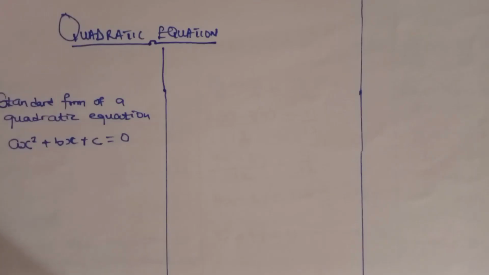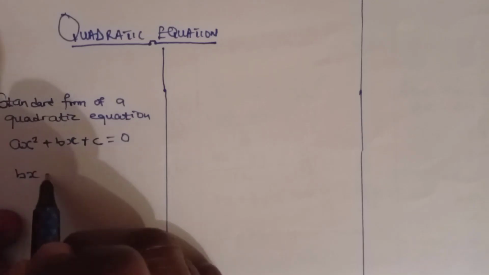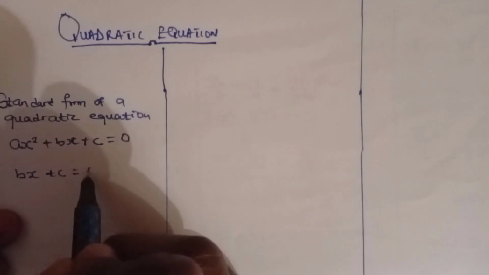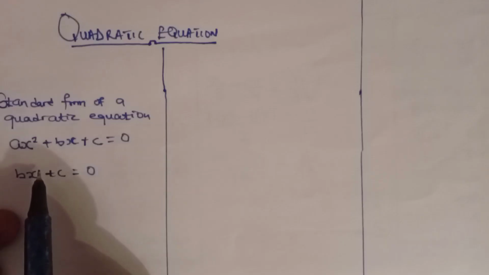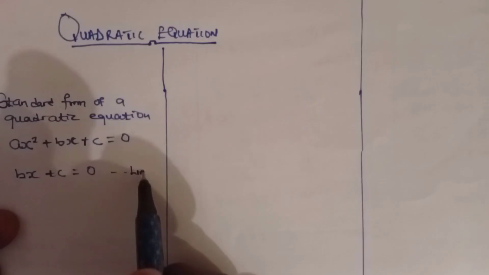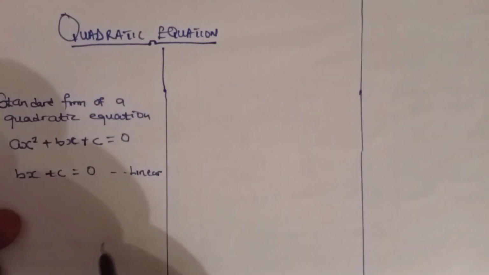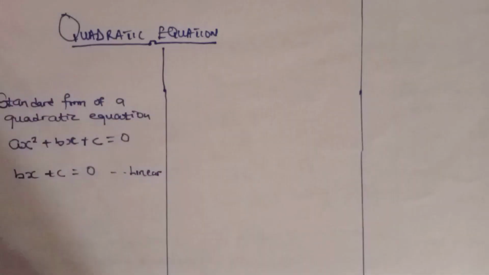Most times a linear equation comes in this form: bx plus c equals 0. The highest power of the variable is 1, and this is why it is a linear equation, not a quadratic. So if the highest power of the variable is 2, it is a quadratic equation.